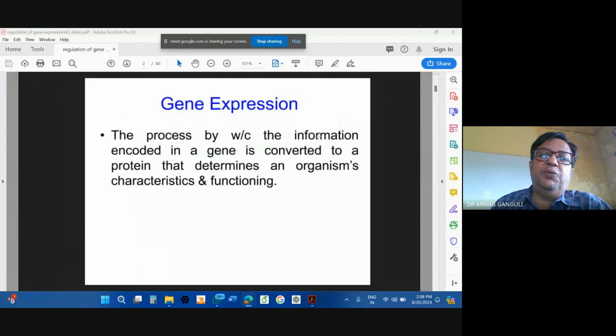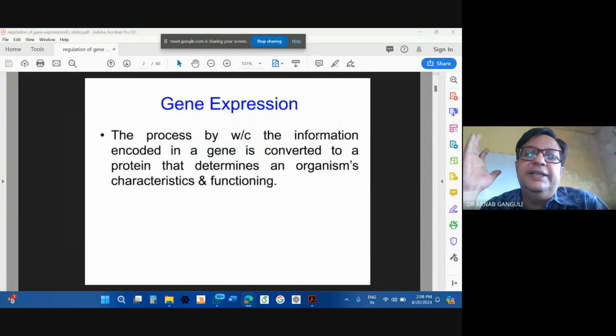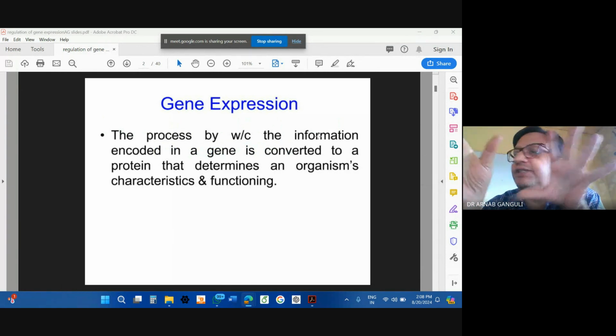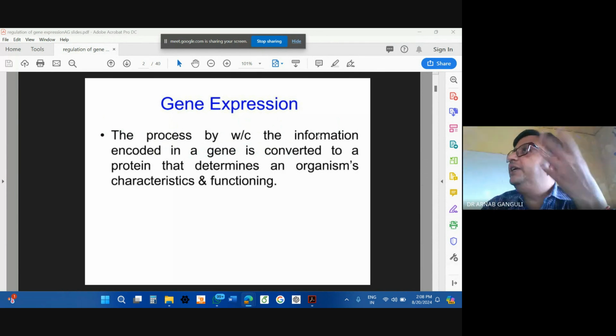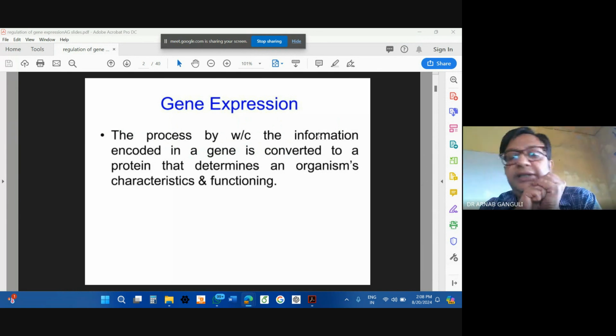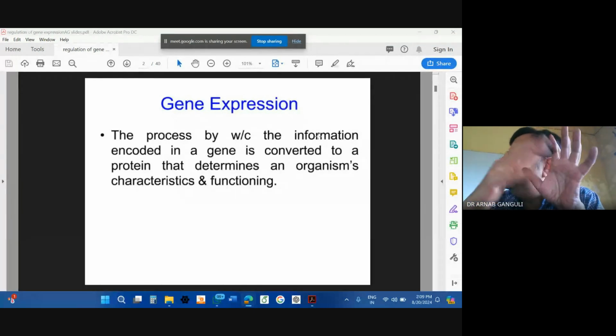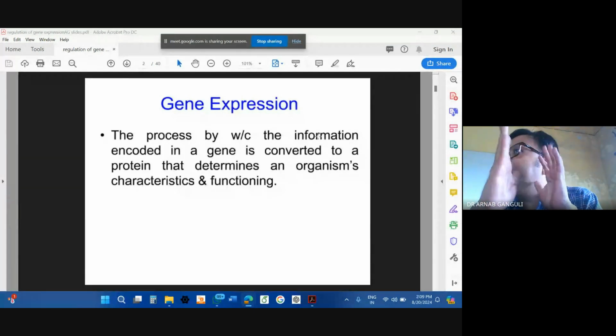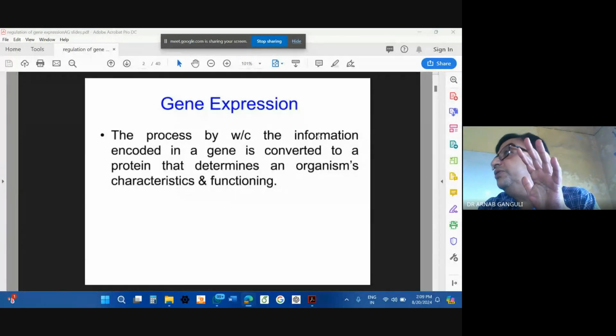So basically, what do you mean by gene expression? It is the process by which information encoded in a gene is converted into a protein. And it determines the organism's characteristics and function. So essentially, your function or your phenotype is the protein which is expressed by that gene. And it happens through a process known as transcription, which then goes to translation. Fine.